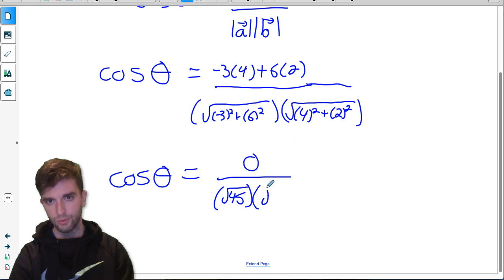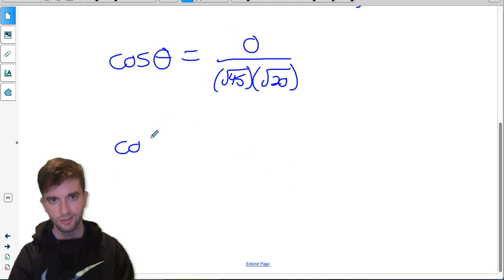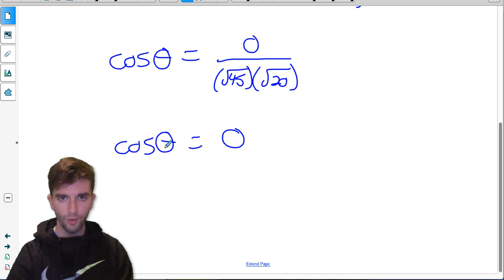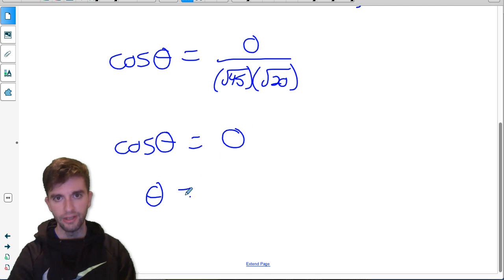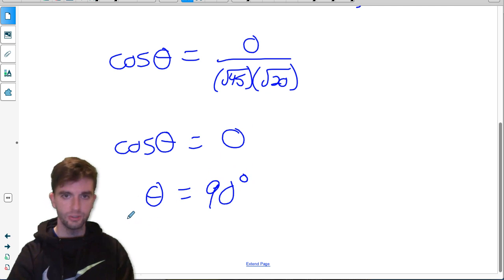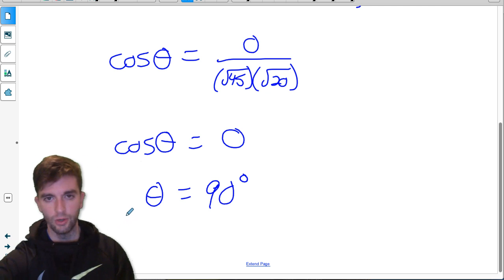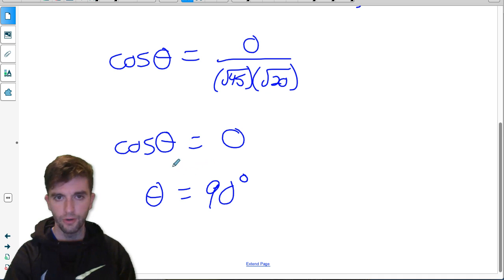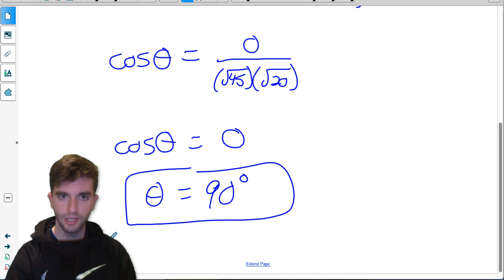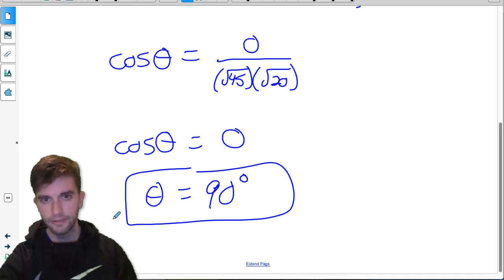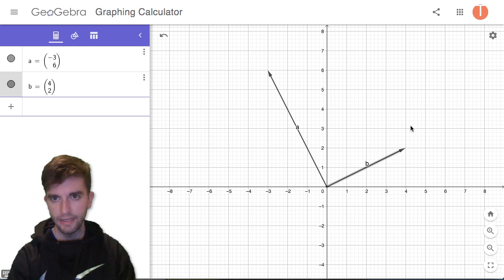16 plus 4, that's root 20. So 0 divided by that product is just 0. And for what angle do we get a cosine ratio of 0? The angle is 90. So theta equals 90 degrees. 90 or 270, but we always want the angle between 0 and 180 when we're describing the angle between the two vectors. So therefore, the angle between the two vectors, 90 degrees. And let me just show you those two vectors in GeoGebra to verify. So there we have vector A and vector B, and this sure looks like a 90-degree angle between those two vectors.